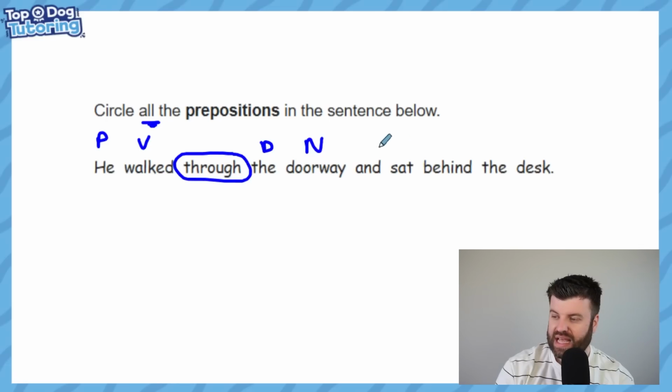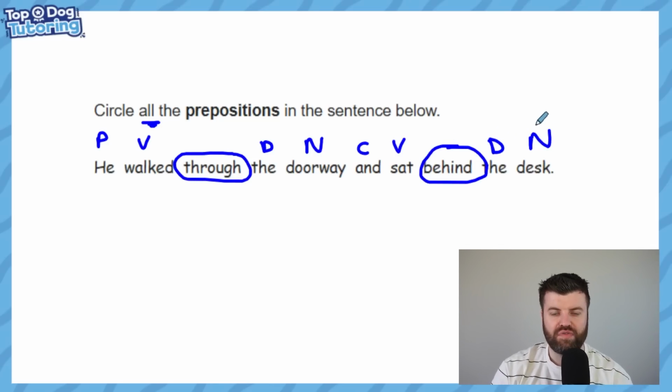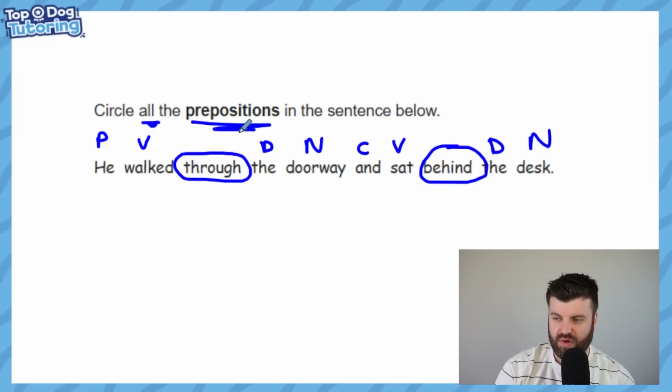Doorway is a noun. And is a conjunction. Sat is a verb. Behind, yes. This gives us a position too. The is a determiner and desk is a noun. Through confidence that we can build, through learning what all the word classes are, even if we're unsure what a preposition is, through deduction, we've managed to get to our 2 that we've got here.